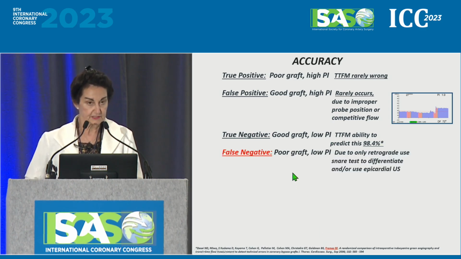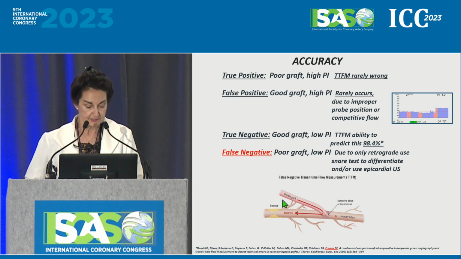False negative, this is the Achilles heel. Poor graft, low PI, due to only retrograde flow. So this is what's happening. The toe is obstructed, the flow is going backwards.